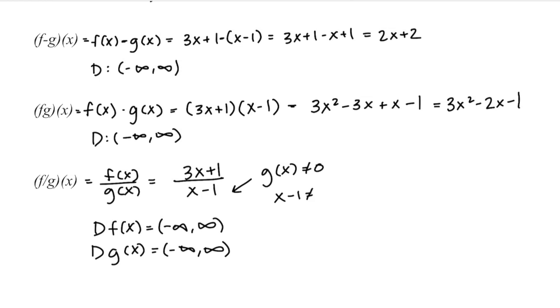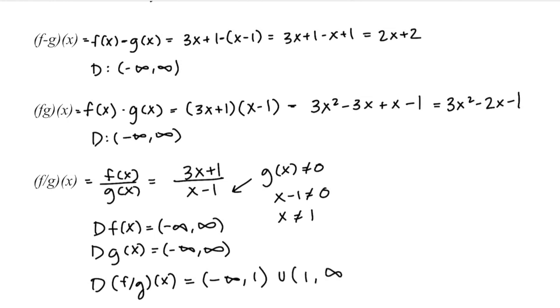I need to find the x value that makes g of x equal 0. I'm going to set x minus 1, which is g of x, equal to 0, and figure out what that x value cannot be. When we solve that, we get that x cannot equal 1. So my new domain will not include 1. It will be negative infinity to 1, union 1 to infinity.